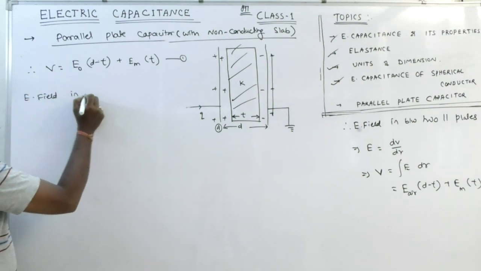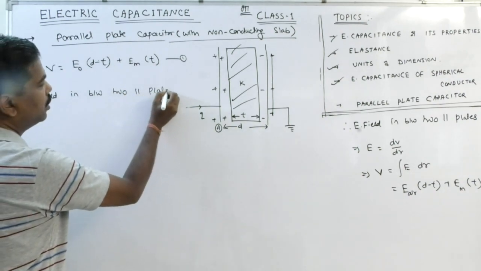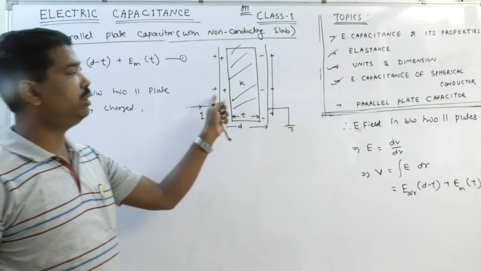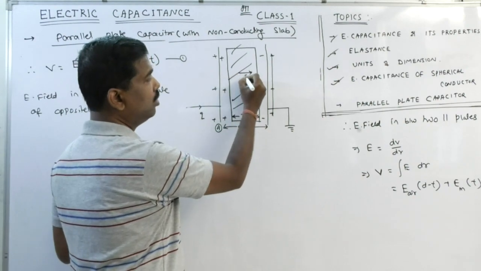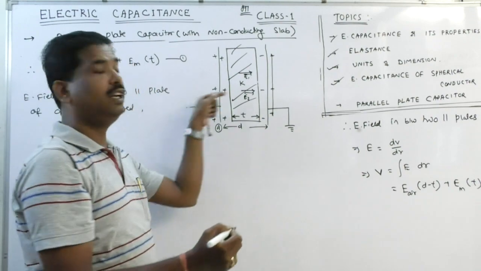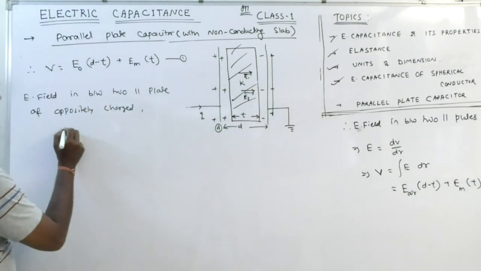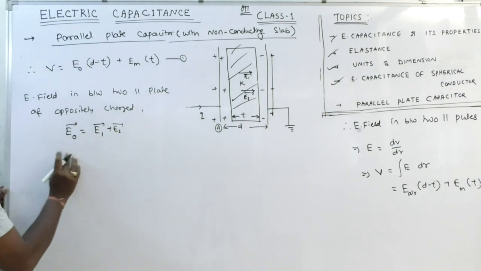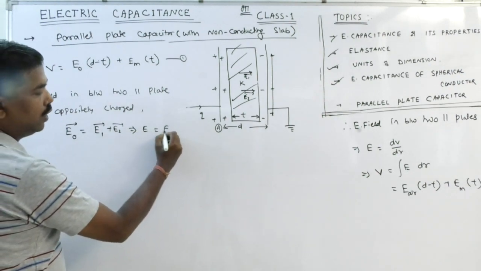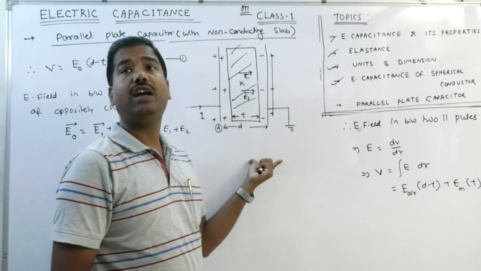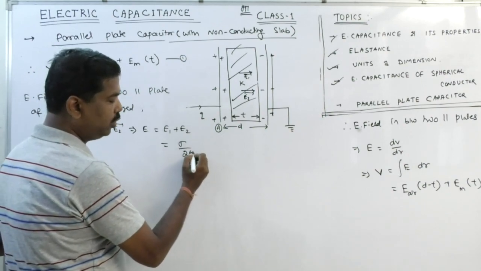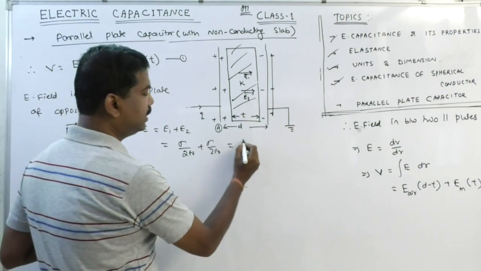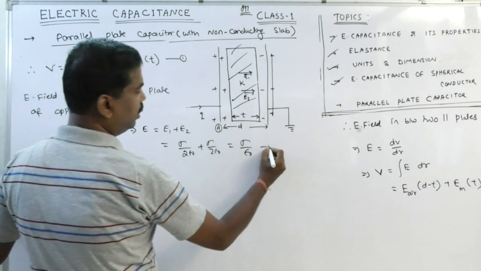Electric field in between two oppositely charged parallel plates: this is a positive plate and this is a negative plate. The electric field moves from positive towards negative, E1 from this plate and E2 from the other. Therefore, the net electric field is E1 plus E2, because the two plates have equal area and equal charge density. So I can put sigma by 2 epsilon 0 plus sigma by 2 epsilon 0. As we know, the electric field intensity due to a single sheet is sigma by 2 epsilon 0, and the net is found to be sigma by epsilon 0. Clear? This is equation number 2.